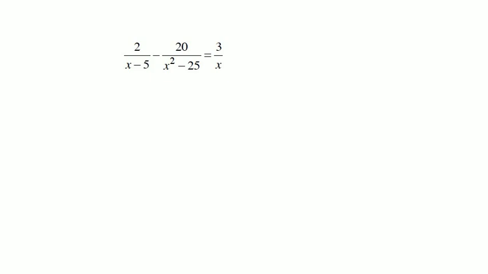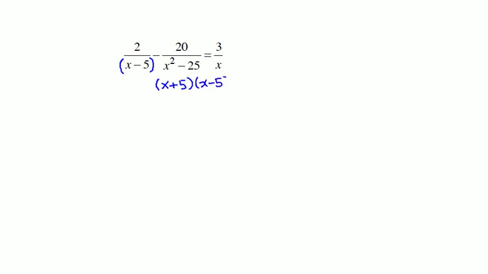For this rational equation, we are going to start by finding the LCD. And before we can find the LCD, I need to make sure all of the denominators are factored. X minus 5 can't be factored, but x squared minus 25 is a difference of squares, and this factors as x plus 5 times x minus 5.